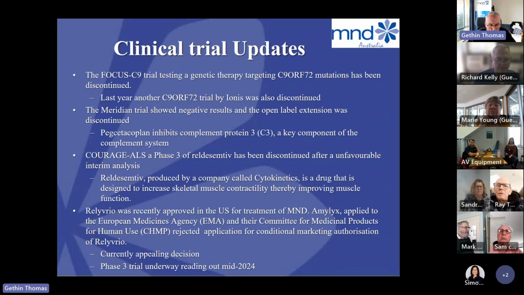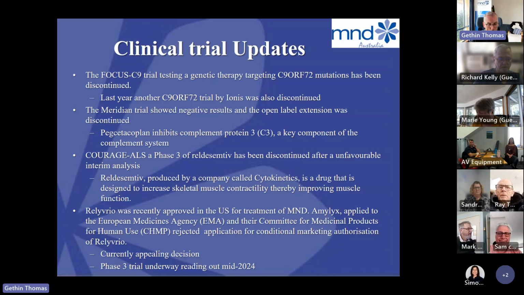Another trial was Courage ALS. This has been run by a company called Cytokinetics. They have been a long-term supporter of MND. They've been working in this area for a long time, and not just in MND, around the world, they've been a really good partner. Their drug, Reldesemtiv, improves skeletal muscle contractility, therefore improves muscle function. This is a very large phase 3 trial, but again, they undertook an interim analysis and found that it really wasn't providing any benefit. So unfortunately, they stopped that trial as well.